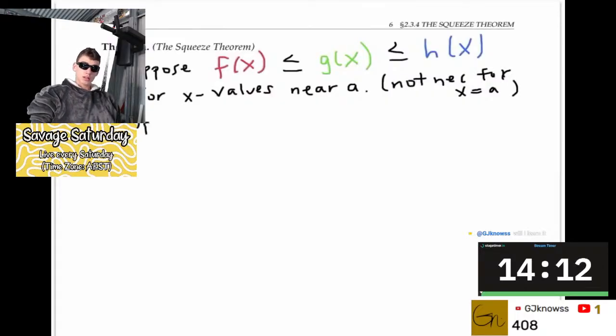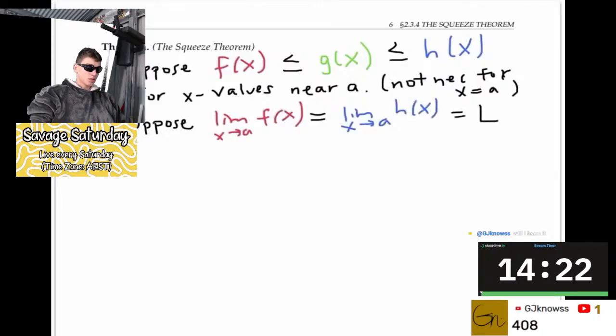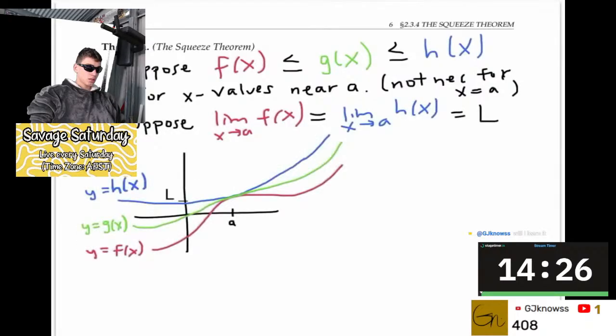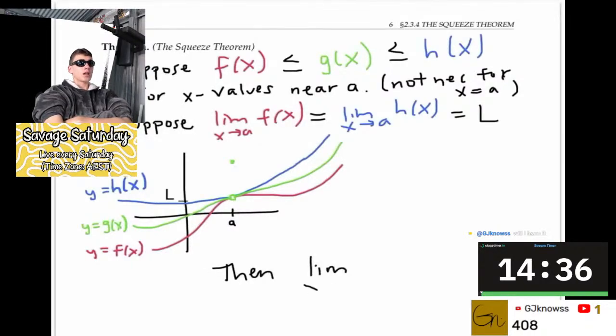Let's suppose also that, like in the previous example, f of x and h of x have the exact same limit as x approaches a. So we're going to suppose that the limit as x goes to a of f of x is equal to the limit as x goes to a of h of x, and we'll call this limit L. The picture looks a lot like the previous example. Again, it doesn't matter exactly what happens at x equals a. For example, g of x could have a hole there, and its value could be, for example, way up here. Since g of x is trapped in between f of x and h of x, which both have the same limit L at a, we can conclude that the limit as x goes to a of g of x is equal to L also.